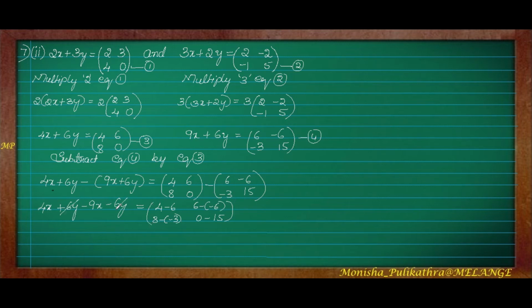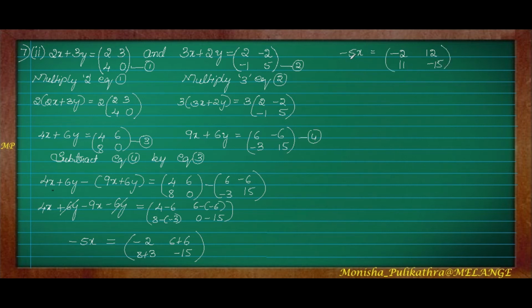Here plus 6y and minus 6y get cancelled. So 4x minus 9x is minus 5x is equal to 4 minus 6 is minus 2, 6 minus of minus 6, like signs means we have to add it. So 6 plus 6, next 8 plus 3, minus and minus like signs means we need to add it, and 0 minus 15 is minus 15. So minus 5x is equal to [-2, 12; 11, -15].